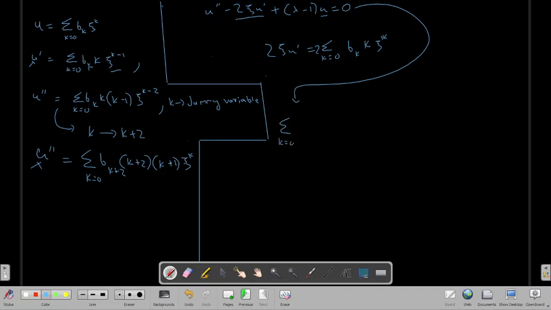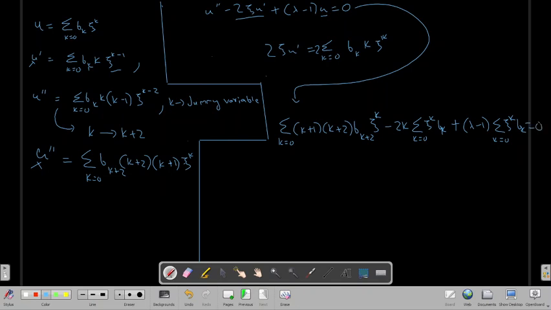Summation of k equal to 0, (k plus 1)(k plus 2) b_{k+2} xi to the power k, minus 2k, summation k equal to 0, b_k xi^k, plus (lambda minus 1), summation k equal to 0, b_k xi^k equal to 0.